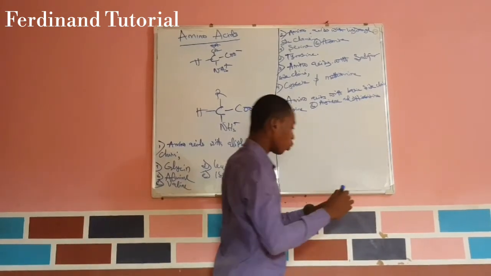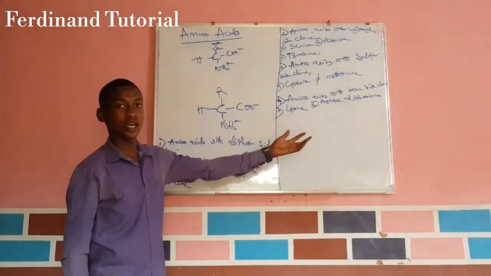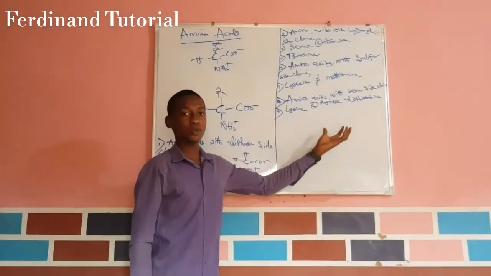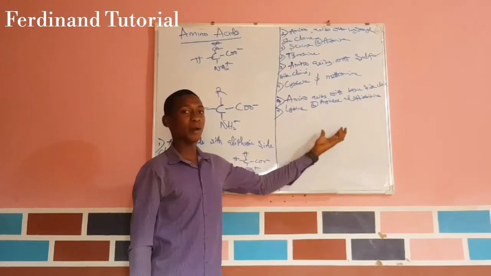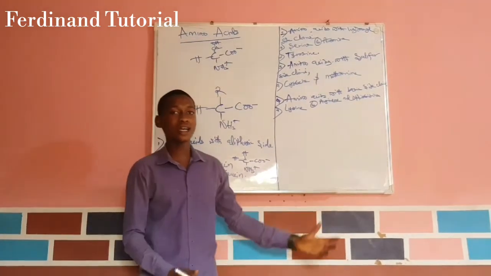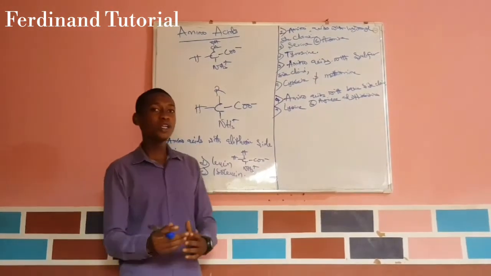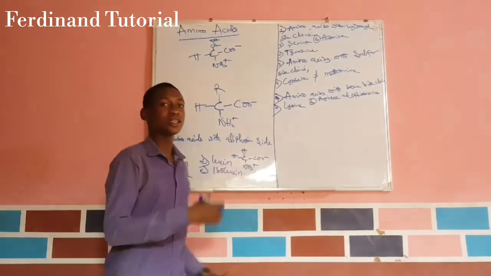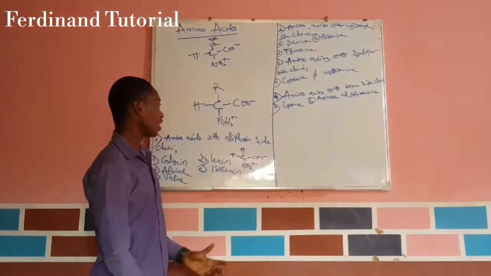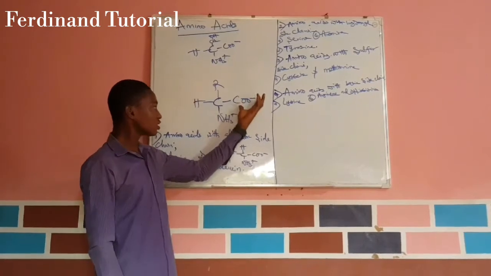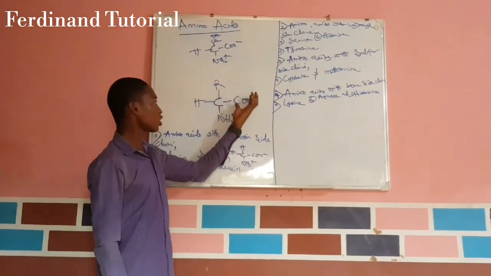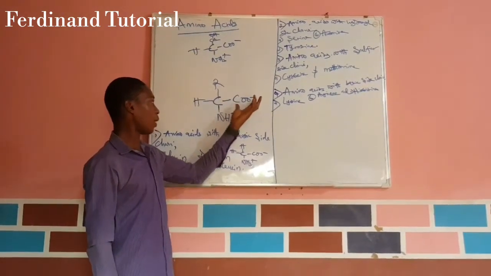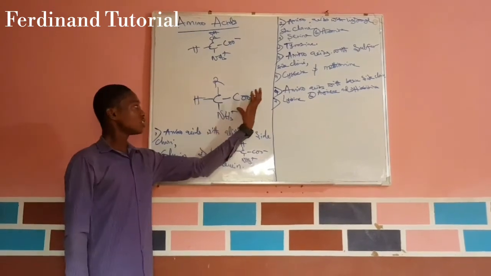Now, what makes these amino acids basic is that they contain an amine group in their side chain. Remember that we have a carboxylic acid and we have ammonia. Ammonia is a base, carboxylic acid is an acid. Are you getting it? This structural part here is the acidic part, this is the basic part. But due to these charges, they are all balanced.